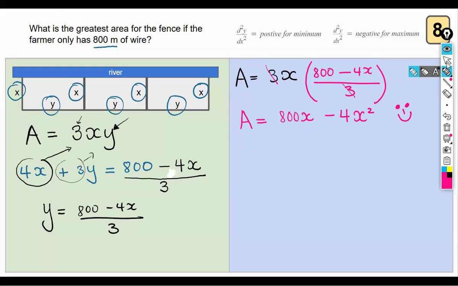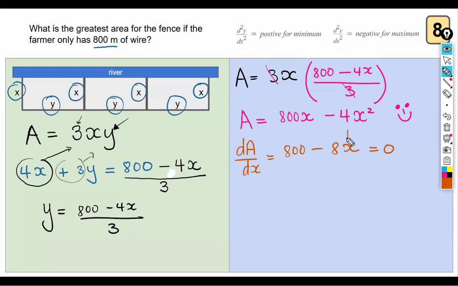So I want everyone to take a try with this question now, right? See if you can finish off the question and get the dimensions for x and y. Anything to do with maximum or minimum, you just differentiate. So don't think too much about it. So you're going to get dA/dx. We're going to get 800 minus 8x. Just put it equal to 0.